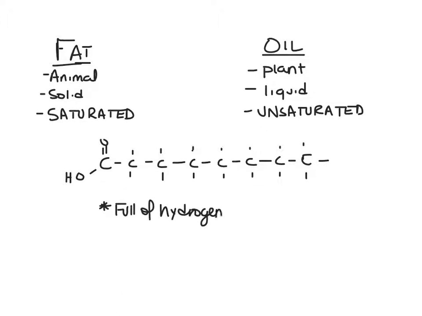Well, if it's full of hydrogens, then another word for full is saturated. So when you look at a fatty acid chain and it's all single carbon-to-carbon bonds, that means it can hold no more hydrogens, which means it's full. So if there are no carbon-to-carbon double bonds and it's all single, we call that a saturated fatty acid.